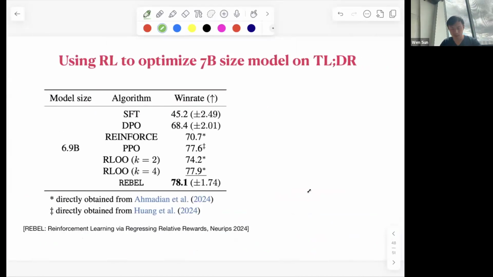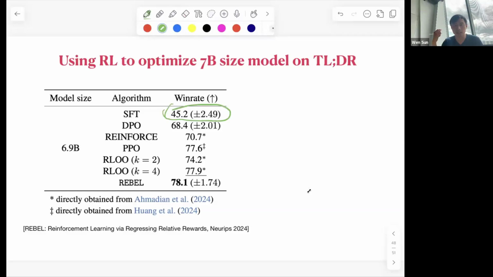So we did some experiments in the paper, and let me give you some background. We're trying to train a model to do summarization on Reddit posts. So the task is to take a Reddit post and write a short summary, and we want to do better than, for instance, human-written summaries. Okay, so let's start from SFT.